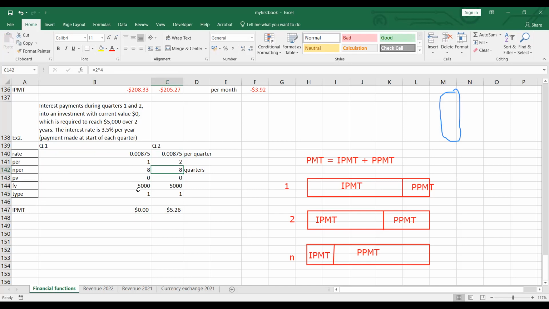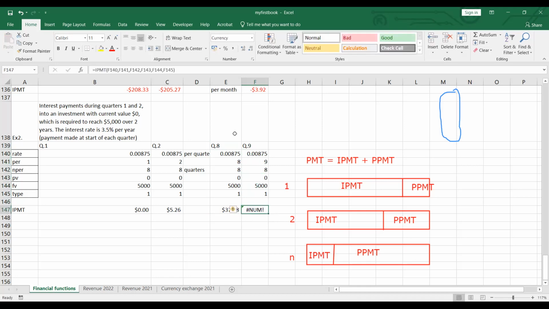Now I want to try on quarter number 8. Let's see, if I change per to be period 8, you can see that the interest payment for quarter 8 is 37.78. That is the maximum interest that you receive in each quarter already, because if you try quarter 9, it causes the error immediately.